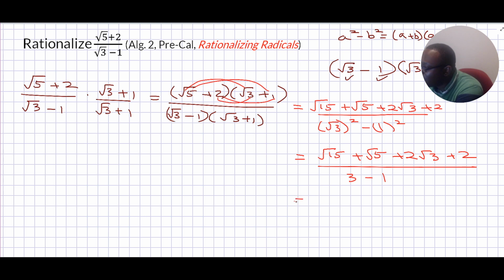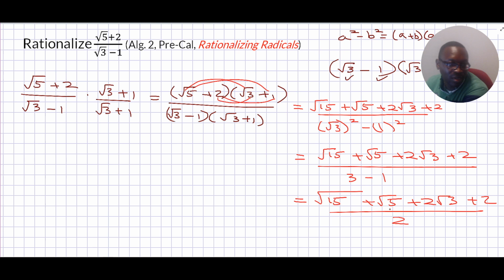So we now have square root of 15 plus square root of 5 plus 2 square root of 3 plus 2, all divided by 2. So that is the solution to this. Another way you could write this is as 1/2 of square root of 15 plus square root of 5 plus 2 square root of 3 plus 2.